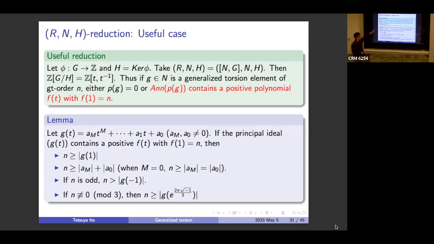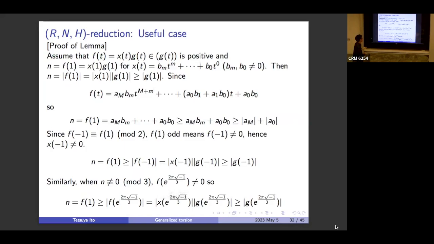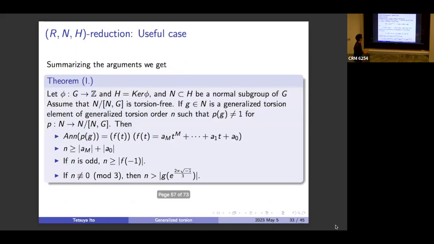So using elementary arithmetic, we get the following lemma. Assume that z_t is as given, then the value n satisfies the following inequalities. Although I wrote the proof, I omitted it. Just say f_t is some kind of positivity argument: just compute, just evaluate f_1 and take the appropriate inequality. Anyway, by summarizing the arguments so far, we get the following criterion.